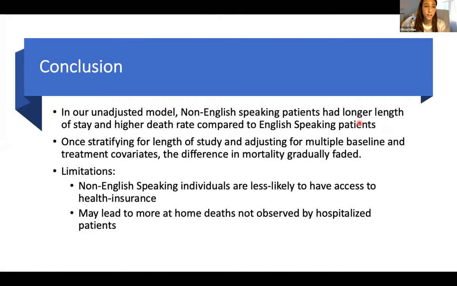So in conclusion, in our unadjusted model, our non-native English speaking patients had a longer length of stay and a higher death rate as compared to our English speaking patients. But once we stratified by length of stay and adjusted for our multiple demographic, clinical, and hospital course variables, we see that the difference in mortality gradually faded away. Some limitations are that non-native English speaking individuals are less likely to have access to health insurance, which may lead to more at-home deaths that we're not able to observe in hospitalized patients.